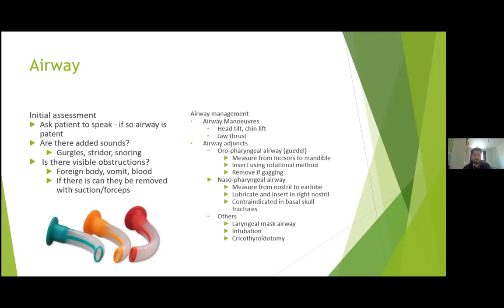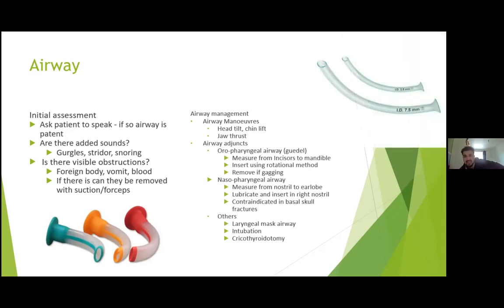There's an example of Guedels. They come in different sizes as well, so you can just measure them, as I said before, from the incisors to the mandible. And there's a nasopharyngeal airway, and they also come in a couple of different sizes that you can use. So that's basic airway management there.